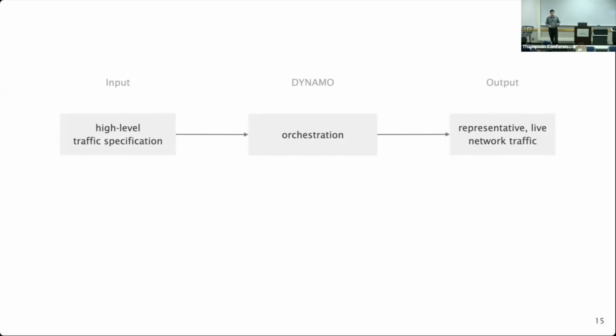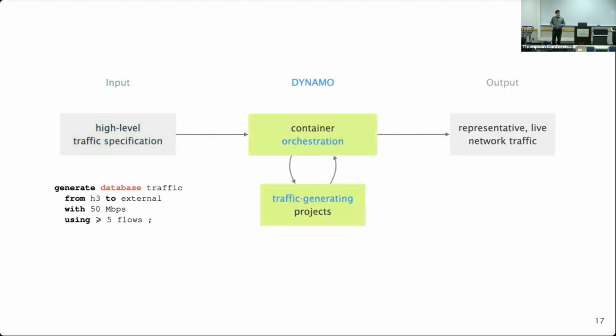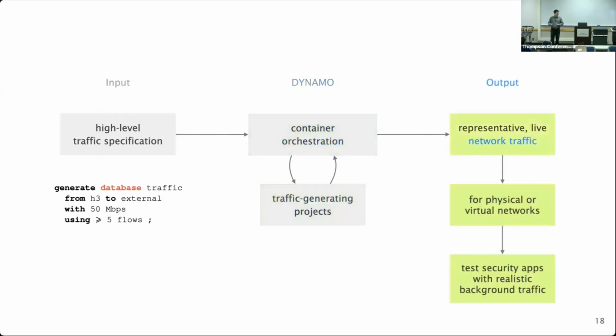which works in 3 steps. First, we get some input from a user. You see a simple example there, which specifies the traffic we would like to get out at the end of the system. Then Dynamo first parses this input and looks at an internal database which contains all the projects that Dynamo knows about that generate some sort of network traffic. Then it tries to pick the best ones that match the given specification and reruns them, with the hope that they now generate the traffic and we can use that either in a virtual or in a physical network.